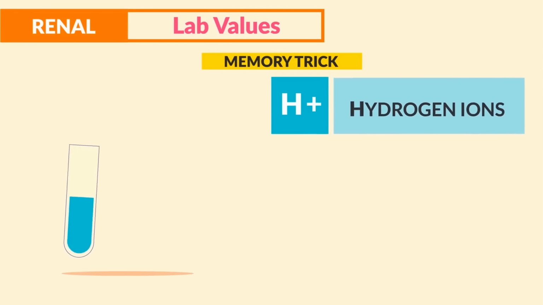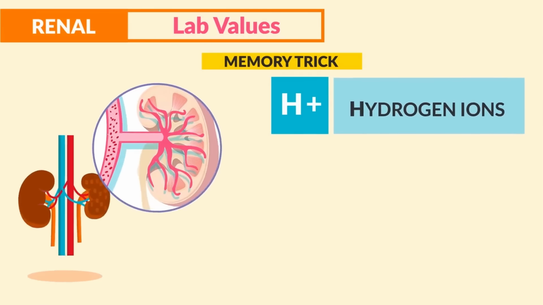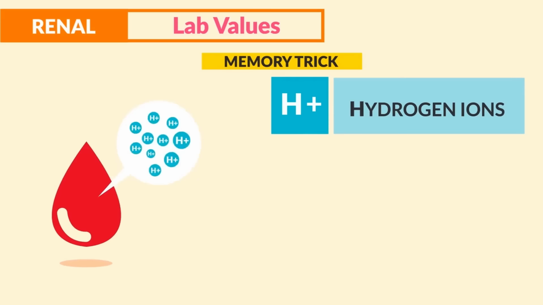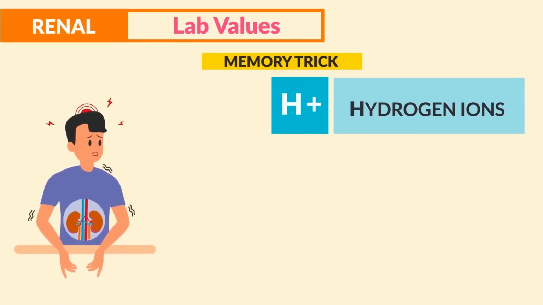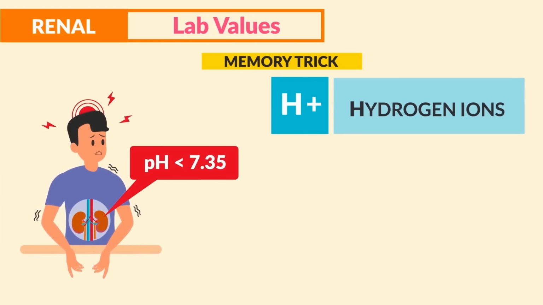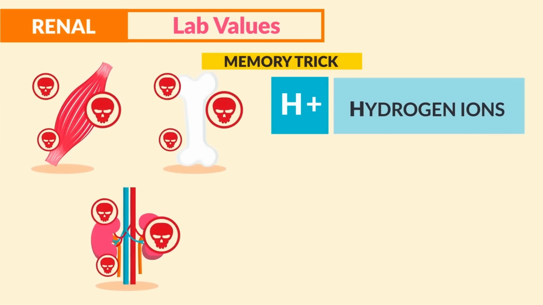So starting with H, our hydrogen ions, these are very acidic. So during renal failure, we have failed washer machines, right? So acid builds up in the blood, and clients end up in metabolic acidosis. So a pH below 7.35, which damages the muscles, bones, and the kidneys.